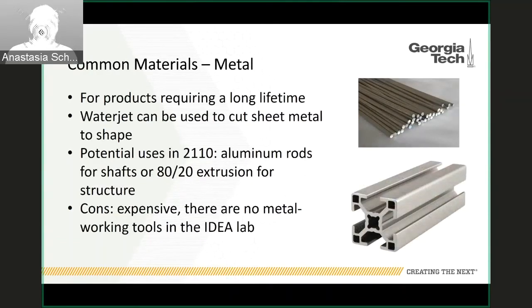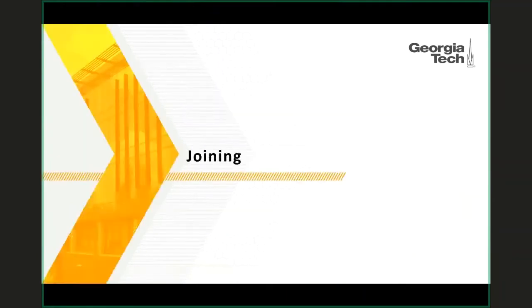And then the last one is metal, of course. Metal is most appropriate if you're making something that requires a long lifetime or that's going to be undergoing a lot of wear. You can use the water jet to cut sheet metal to shape if you do choose to use that. Metal that might come up in 2110 would be aluminum rods for shafts or 80-20 extrusions for structure. However, metal is definitely more expensive than wood, and there also aren't any metalworking tools in the Idea Lab, so you would have to work in the machining mall or in the invention studio. But it's good to be aware that these options exist.